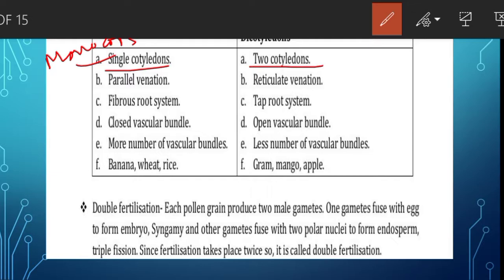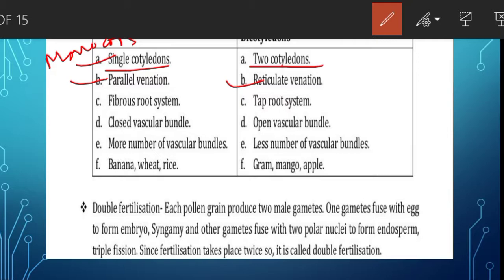When you break the seed, say for example gram seed, you will find the two halves. Those flattened parts which you observe in the gram seeds are nothing but the cotyledons. Now monocots have parallel venation, whereas dicots have reticulate venation.